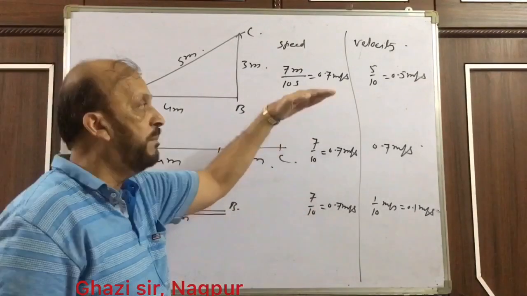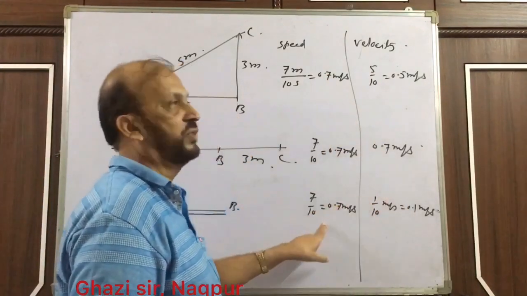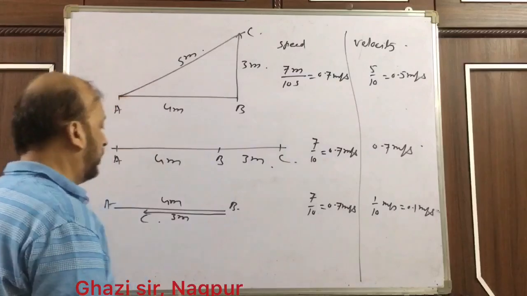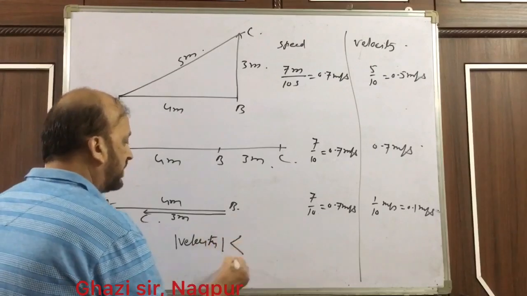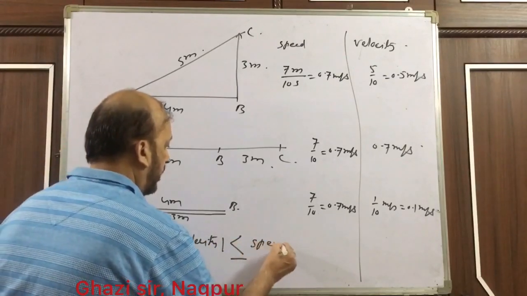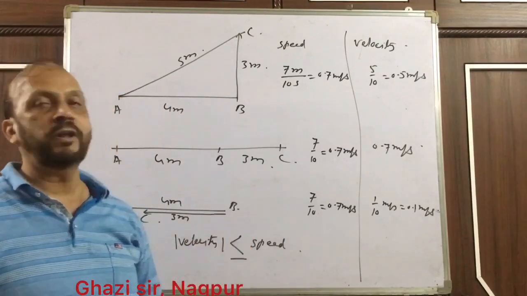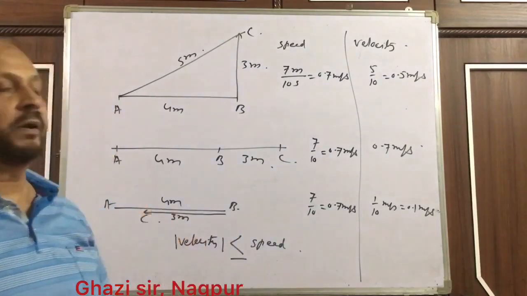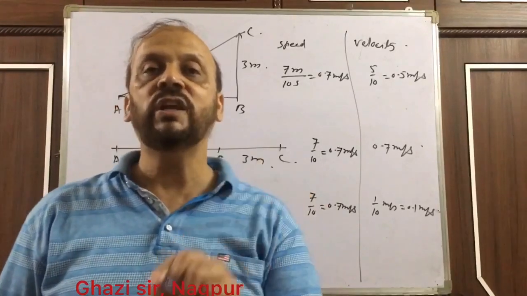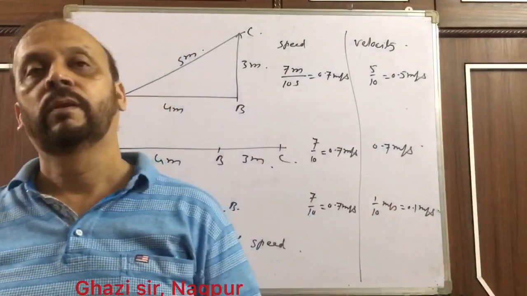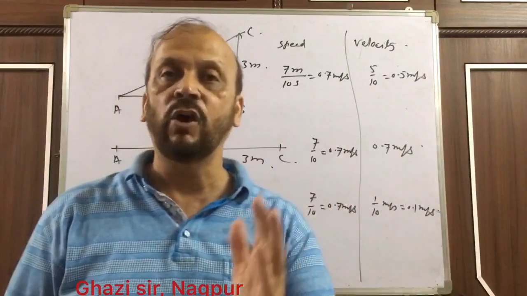So velocity and speed may be equal, or velocity is less. So the magnitude of velocity is less than or equal to speed. Speed is a scalar quantity, velocity is a vector quantity. Speed is independent of direction, velocity is a direction dependent quantity. So these are the basic distinguishing characteristics between speed and velocity.